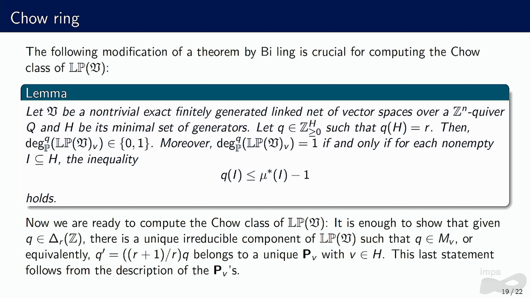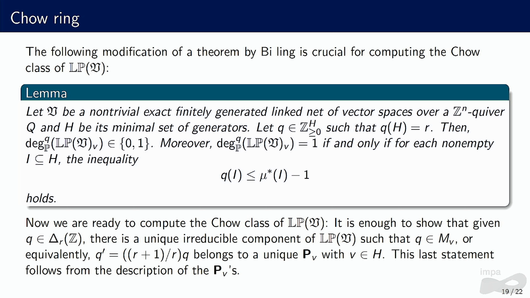So to finish, we just have to count the points. Showing that a point appears in the class is equivalent to saying that this modification of the point belongs to only one of the polytopes upstairs in the polyhedral decomposition associated to the vector spaces. These facts just follow from what I told you before.